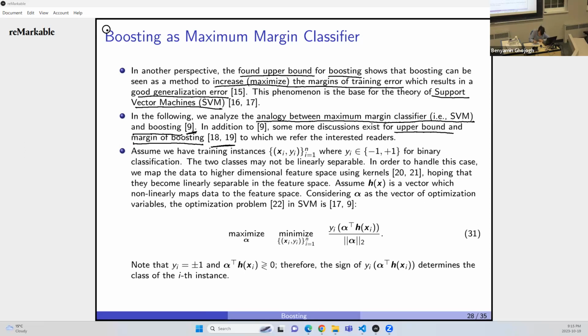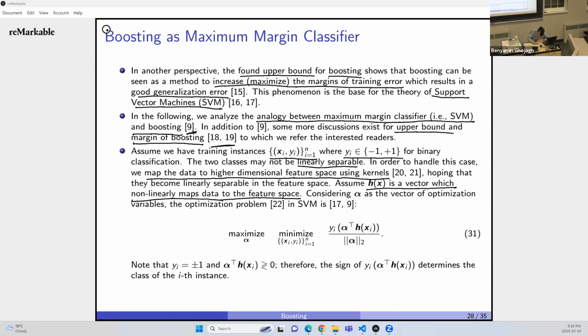Now assume we have a training data set with data points x1 to xn and their labels y1 to yn, where yi is -1 or 1 for classification. Agreed? Again, for SVM, we had binary classification. In boosting, we are assuming for now it's a binary classifier. Then the two classes may not be linearly separable. In order to handle this case, we map the data to a higher dimensional feature space using kernels. Do you remember kernel SVM? Hoping that they become linearly separable in the feature space. Agree? Now assume h of x is a vector which non-linearly maps data to the feature space. H of x, which is the model, maps it. So basically, assume h of x here is the pooling function that brings the data to the feature space.